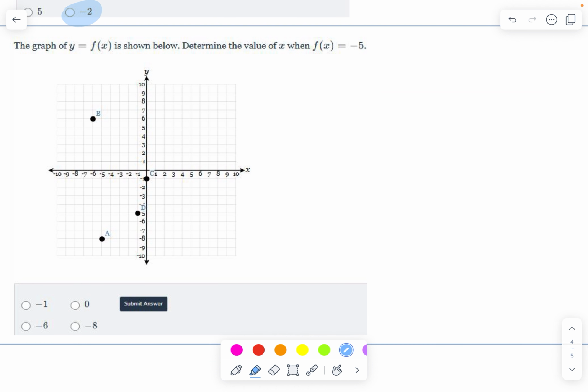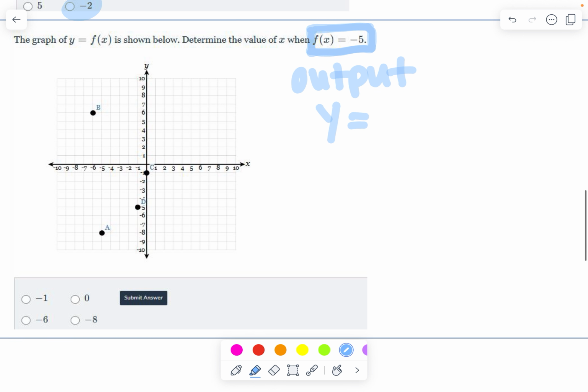Here's another one. Here's a graph. A, B, C, D points around here. It says determine the value of x when f of x equals negative 5. We've been working on determining if it's input or outputs. This right here is an output situation. There's nothing inside the parentheses, so we are working with outputs. Outputs are y values, so when y is negative 5, we want to know what is our input? What is x?